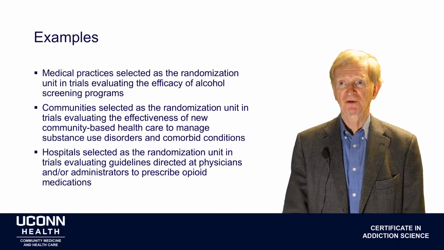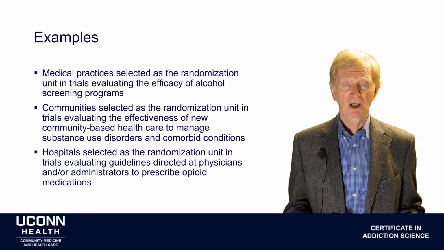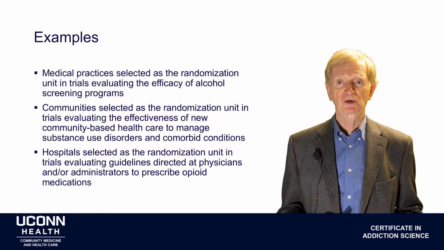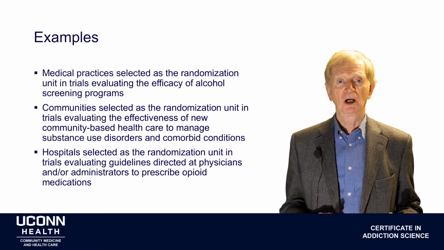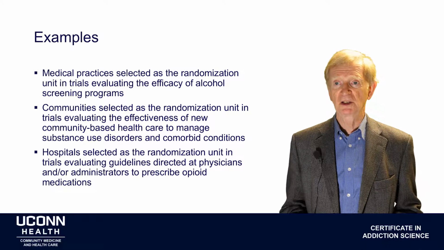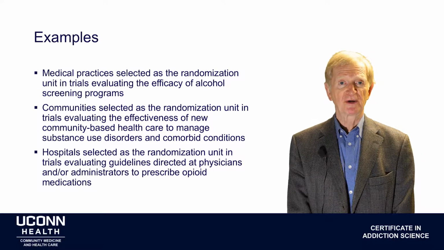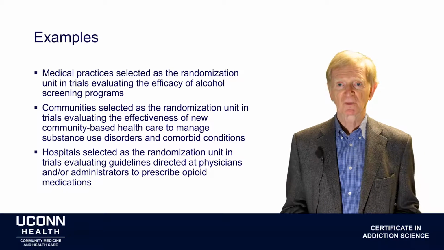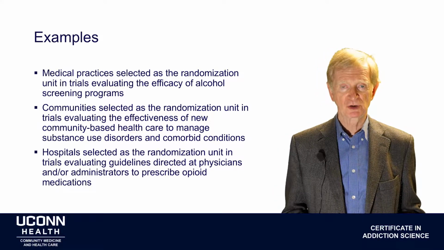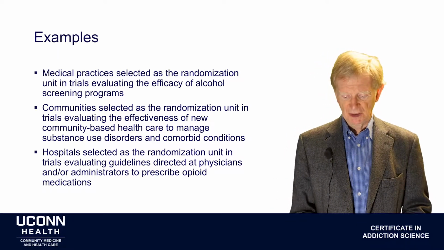Examples include medical practices that are selected as the randomization units in trials evaluating the efficacy of alcohol screening and brief intervention, or communities selected as the randomization unit in trials evaluating the effectiveness of a new community-based health care intervention to manage substance abuse in pregnant women, or hospitals selected as a randomization unit in trials evaluating guidelines directed at physicians or administrators to restrict the way that they prescribe opioid medications. In all of these cases, the unit is at the level of a group rather than individuals.